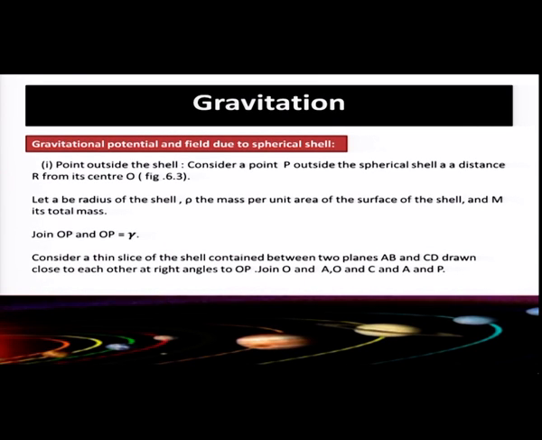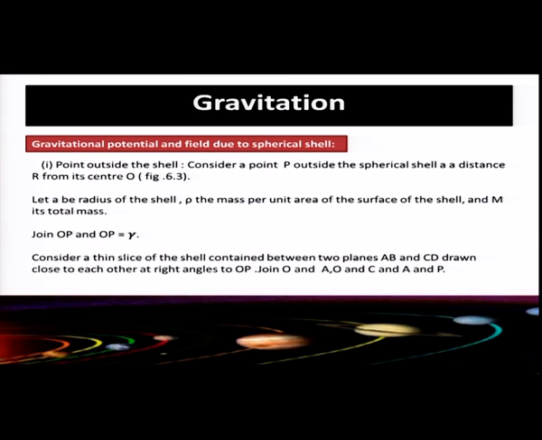There are a number of cases. First, we will discuss the case where the point is outside the shell. Consider a point P outside a spherical shell at a distance r from the center O, and let A be the radius of the shell and rho be the mass per unit area of the surface of the shell, and M is the total mass.